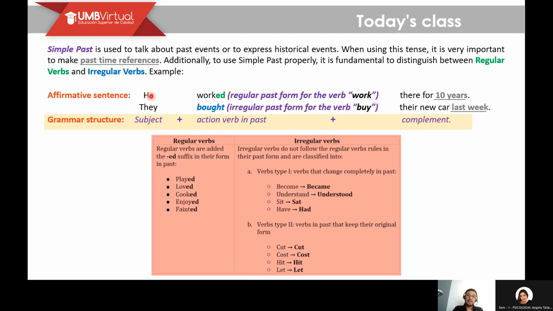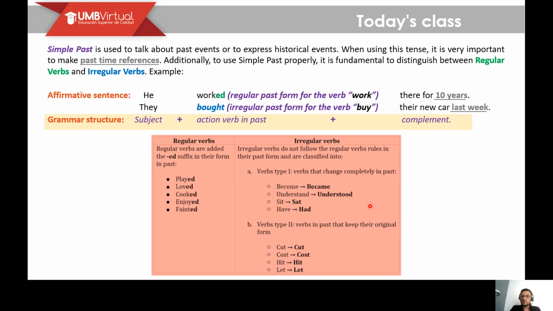For example, we have he worked there for 10 years. They bought their new car. This is irregular and this one over here is regular. The regular verbs, you just add the ed at the end. Played, loved, cooked, enjoyed, fainted. If your verb has an e at the end, you just add the d. Those are the easier ones.